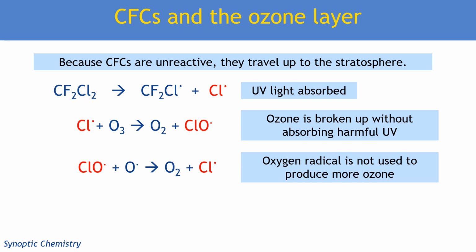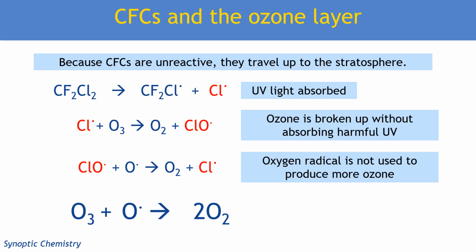So if we combine these two equations, the net effect is that a molecule of ozone is reacting with an oxygen radical to make O2. And during that process, the only UV light that is absorbed is that little bit of UV light at the start to break the carbon-chlorine bond. That's not the same strength as the ozone bond, so it's not the right frequency of UV to be offering the maximum protection to life anyway.